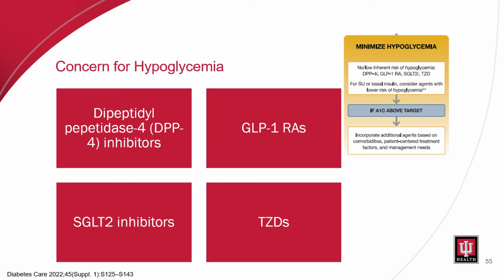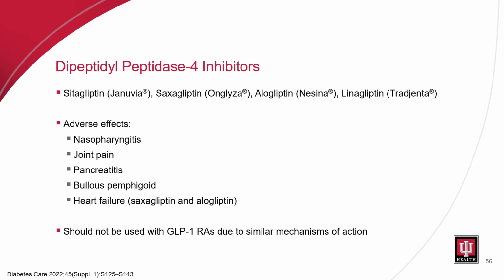This is definitely a concern for certain patient populations. So if we want to minimize a patient's risk of hypoglycemia, we're going to choose either dipeptidyl peptidase 4 or DPP4 inhibitors as the second-line therapy, GLP-1 receptor agonists, SGLT2 inhibitors, or TZDs. Dipeptidyl peptidase 4 inhibitors or DPP4 inhibitors are sitagliptin or Januvia, saxagliptin or Onglyza, alogliptin or Nesina, linagliptin or Tradjenta.